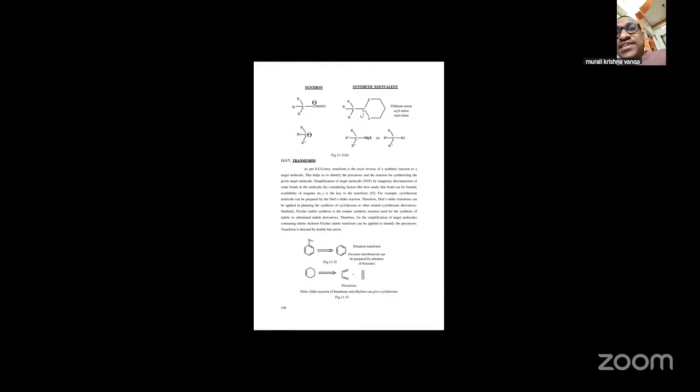In this case, nitrobenzene undergoes retrosynthetic analysis to give benzene. The name of this reaction is called nitration transform. Here, the product obtained in a Diels-Alder reaction undergoes retrosynthetic analysis to give dienes and dienophiles. This is called the Diels-Alder transform.